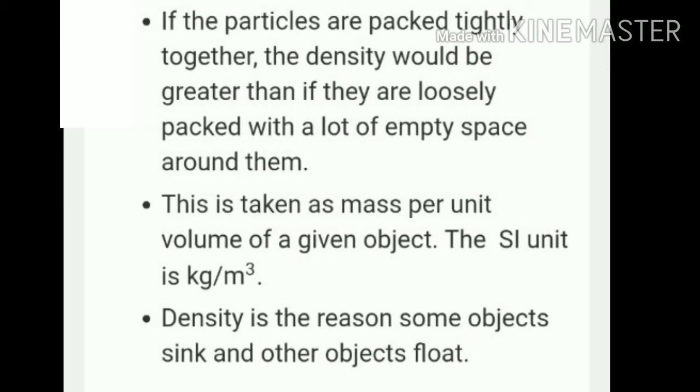Density is the reason some objects sink and other objects float. As I told, objects whose density is more, meaning whose mass per volume is more, will settle down and sink. The remaining objects start to float.